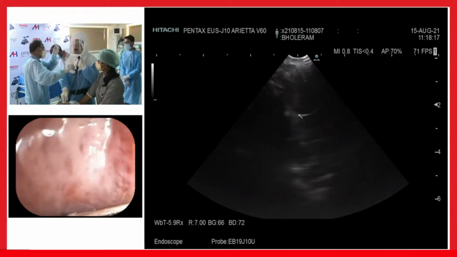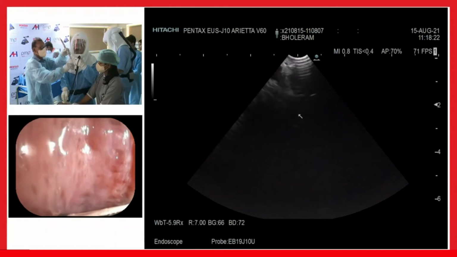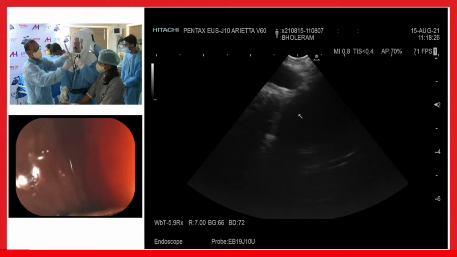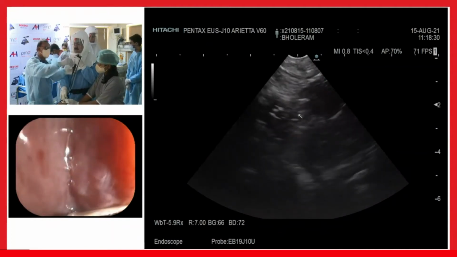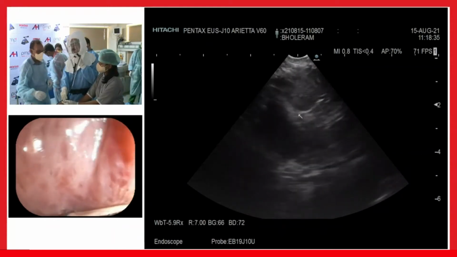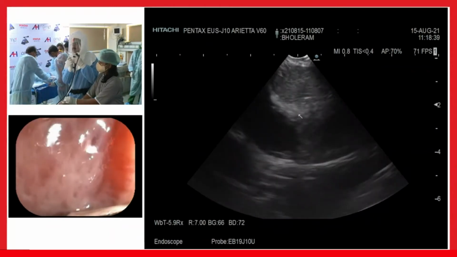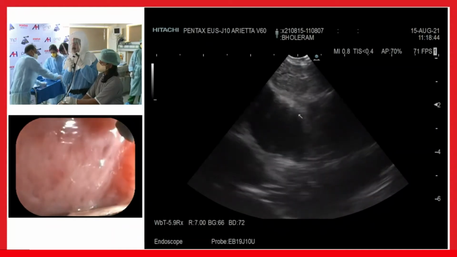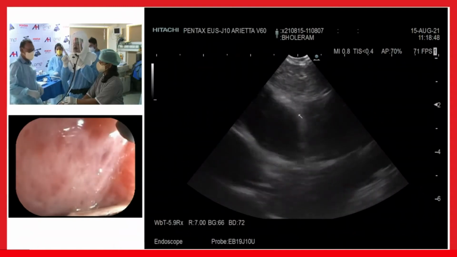Or when you put the needle inside the scope, always keep your scope in the neutral position, otherwise it will injure the sheath of the scope. That is a very costly equipment. So first take out the sheath and visualize the sheath in the endoscopic image, and just the tip of the sheath should come out.